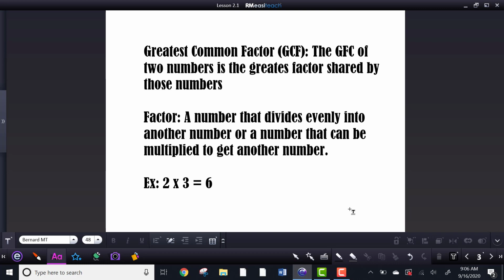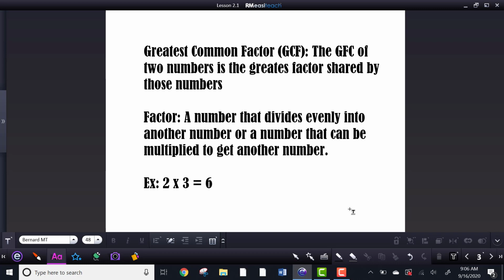And GCF was invented before LOL or TTFN, ta-ta for now, and those types of abbreviations that we use in texting, or LOL or BFF, those types of things.